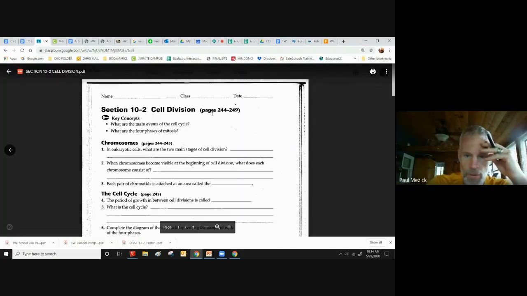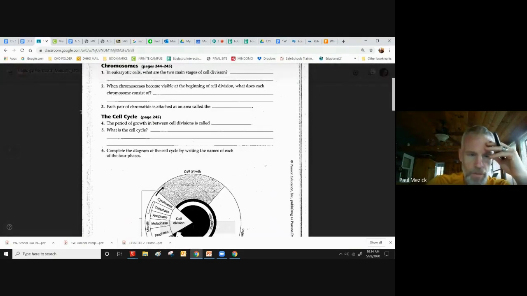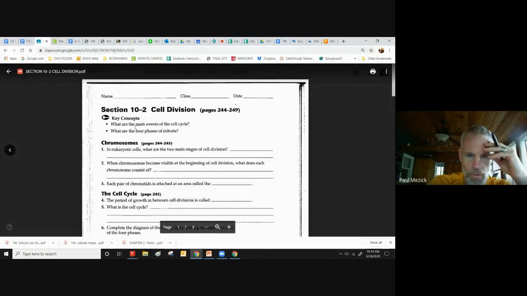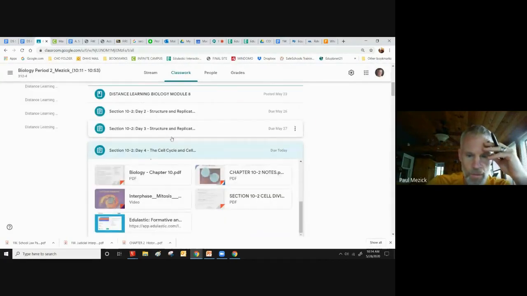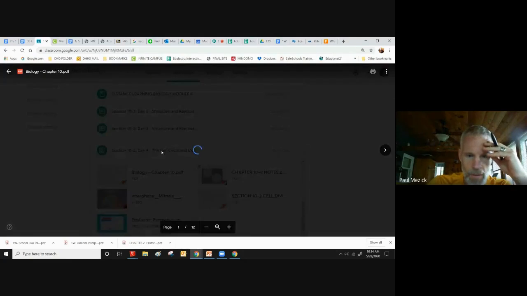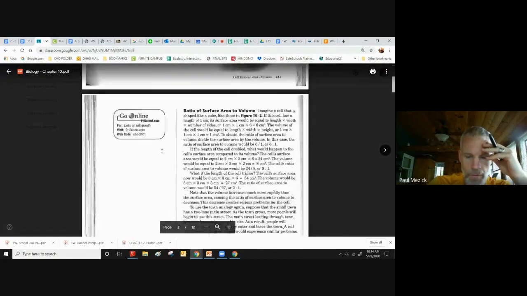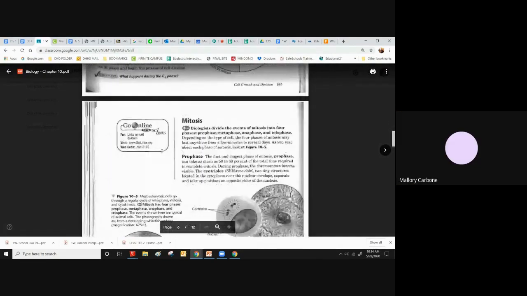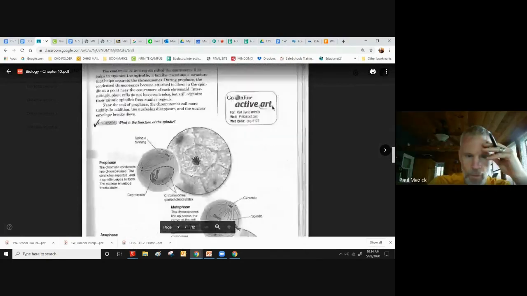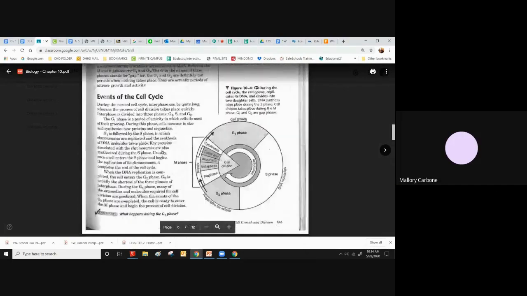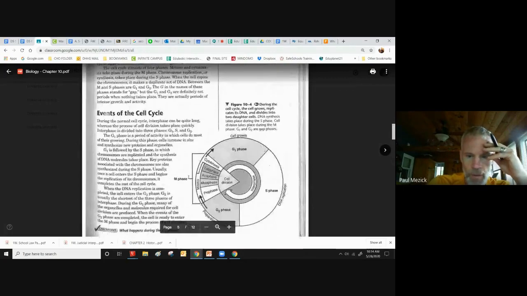So it gives you the page numbers, so 244 to 249. So they're there for you where each of these sections are. And so this is section 10. So let's just double check and make sure that you can find it in the chapter. I forgot what the page was. I want to say 246. Like 244 to 249 or something. Yeah, there you go. So there's the cell cycle stuff.